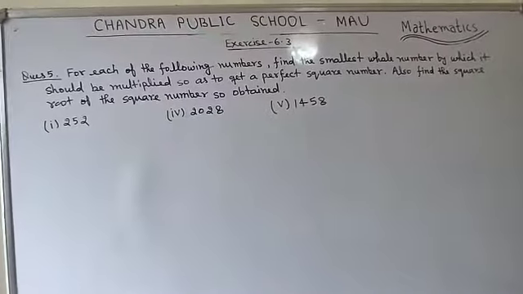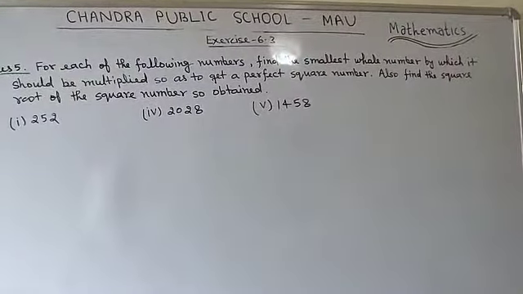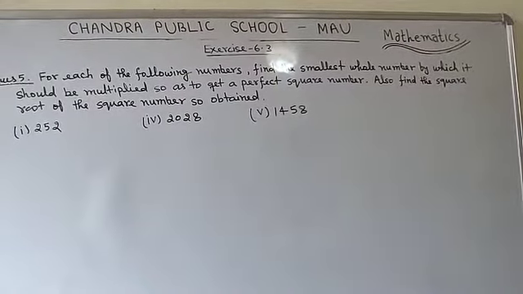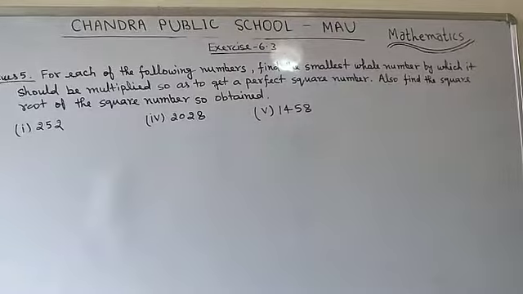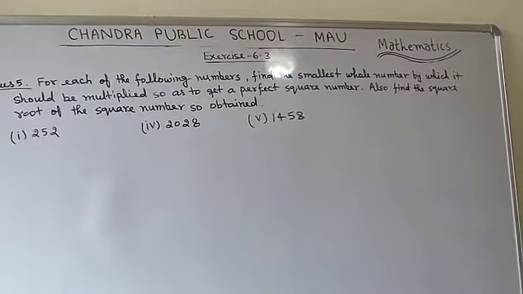Welcome here students. Now I am going to explain question number 5 in exercise 6.3. The question is: for each of the following numbers, find the smallest whole number by which it should be multiplied so as to get a perfect square number. Also find the square root of the square number so obtained.